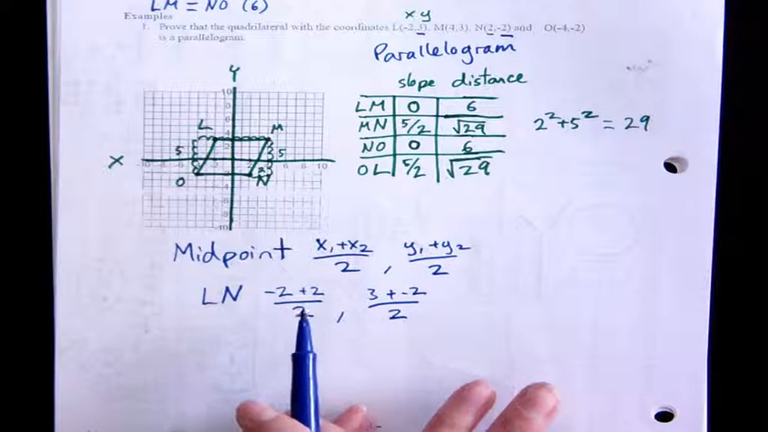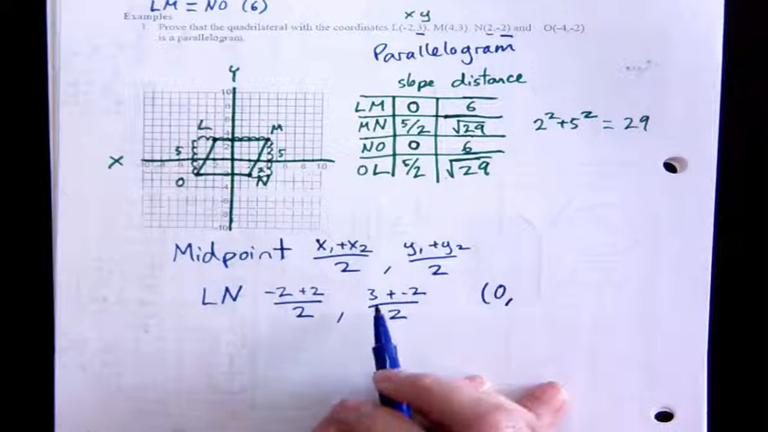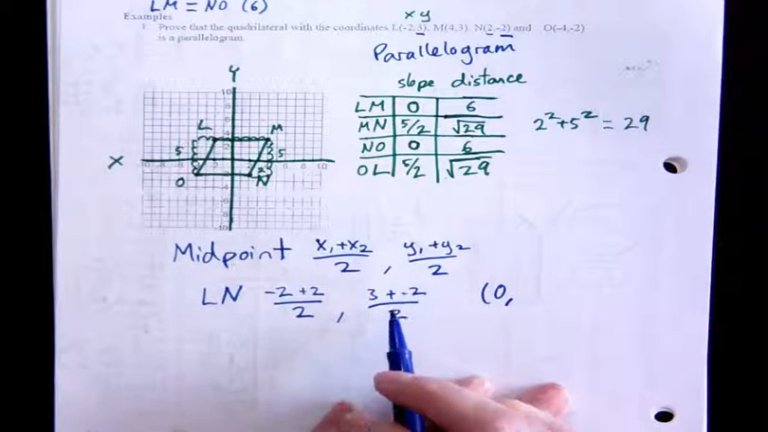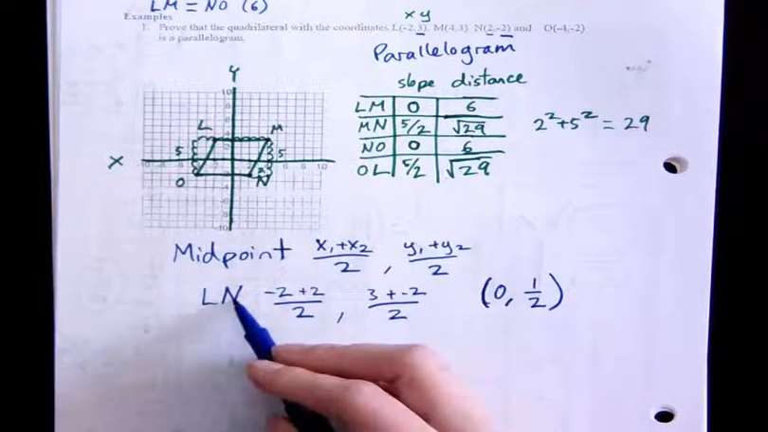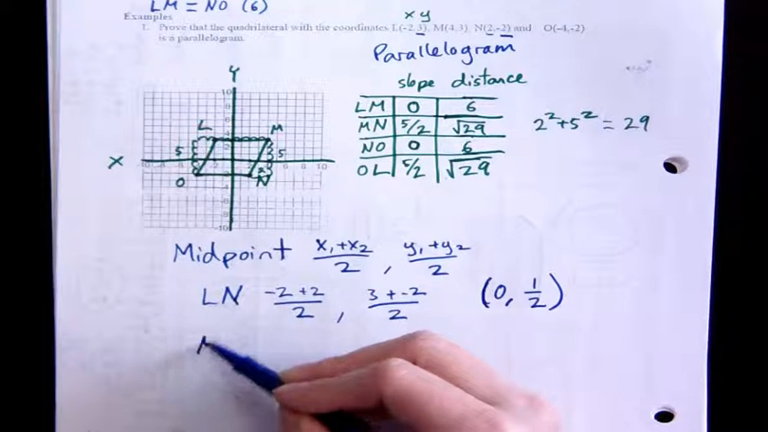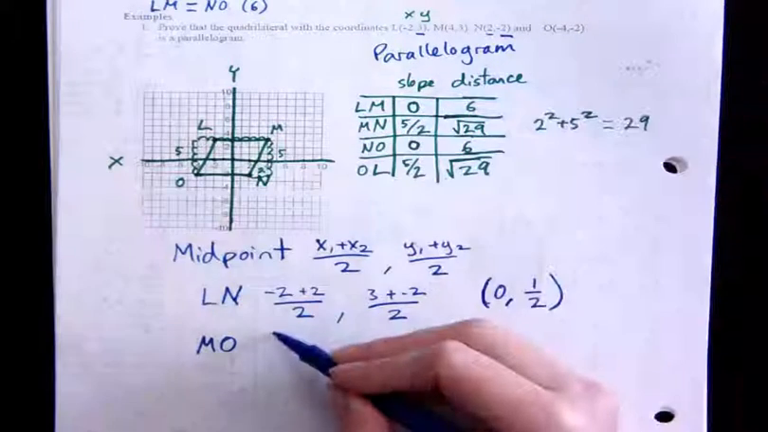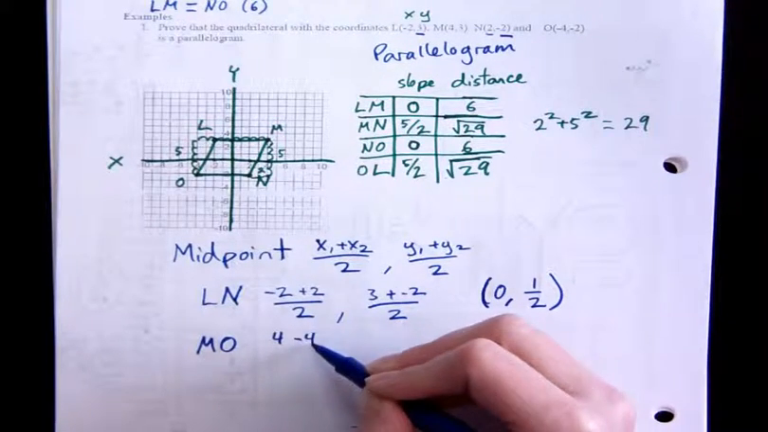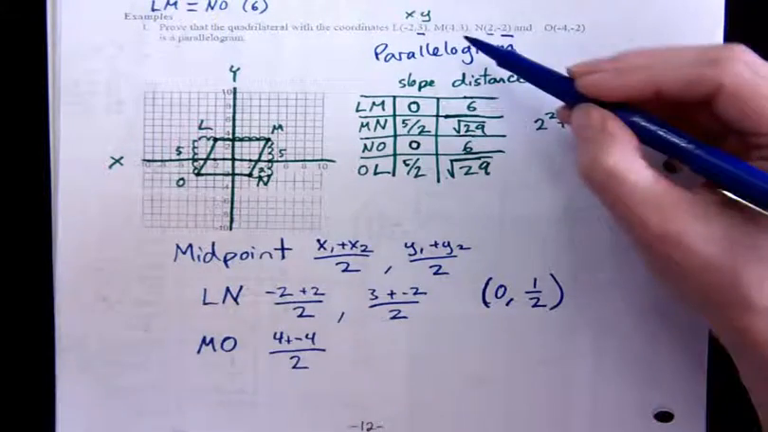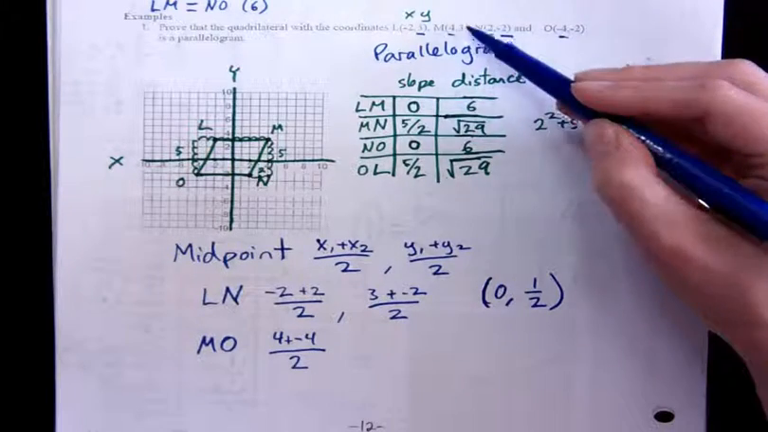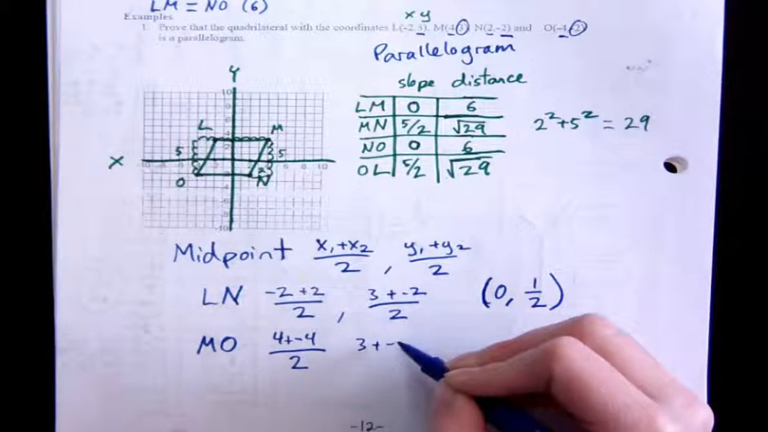What's negative 2 plus 2? 0. What's 0 divided by 2? Just 0. All right. 3 minus 2? And so then we're going to leave that in fractions. So 0, 1/2 is my LN midpoint. And then my other diagonal is MO. And so M is 4 plus -4, taking my x's from my M and my O, and then 3 and -2. Does it come out the same?